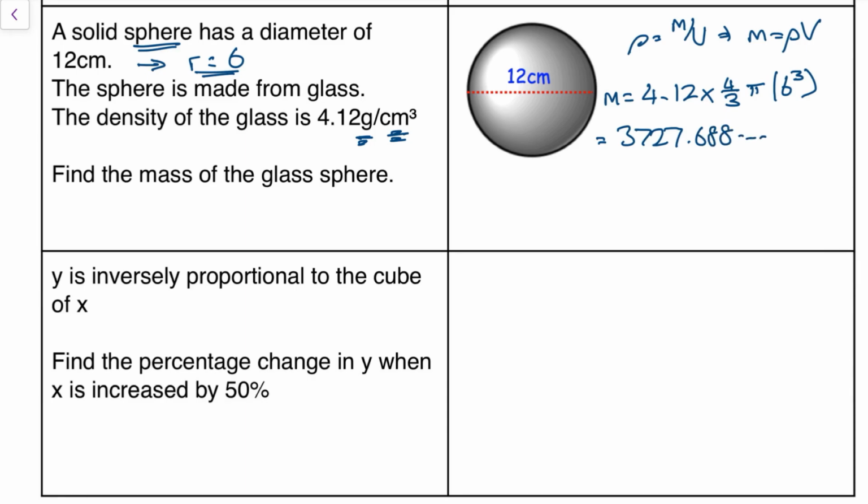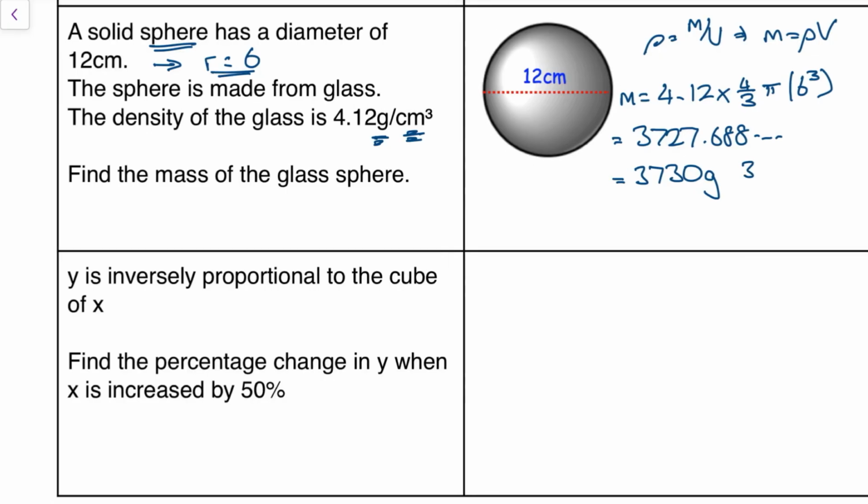3727.688, etc., etc. Now, it doesn't say, and let the question guide you here, but I'm just going to say 3 sig fig, which is going to be 3730. And what am I measuring? I'm measuring mass of this glass cylinder. So that's in grams. So it's 3730 grams to 3 sig fig. And then it's question done. Nice question, sort of nice question, bringing a few things together there.